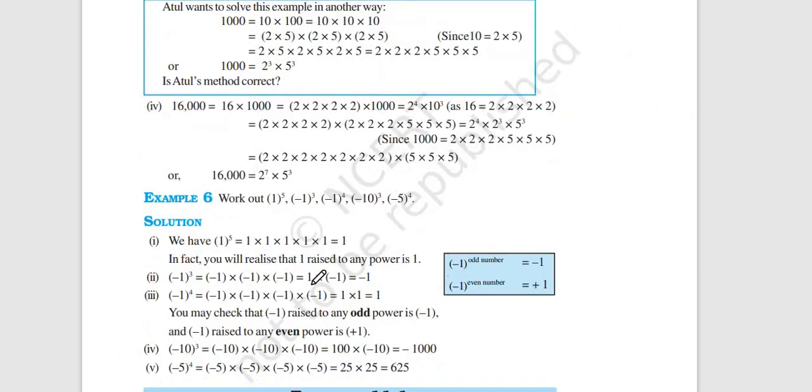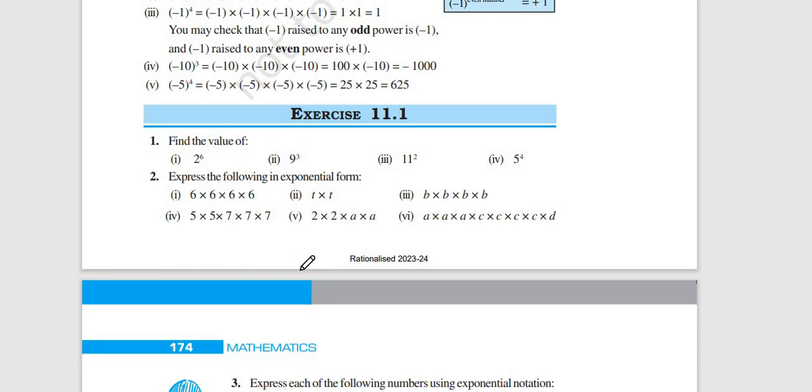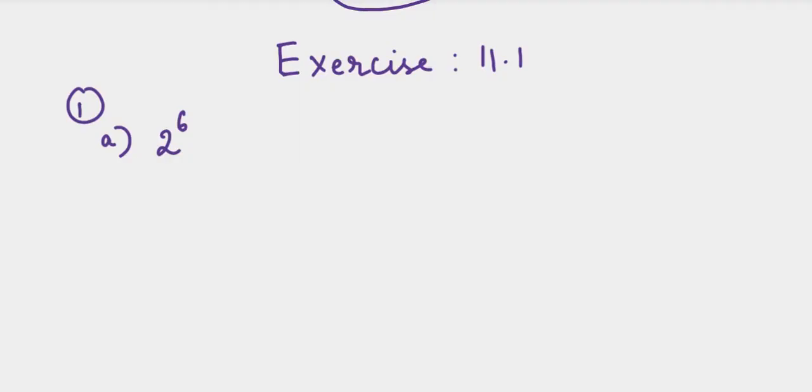So now we can discuss some questions in Exercise 1. How to write large numbers in the short form. Look here. The first question is to find the value of 2 to the power of 6. Here, the base is 2 and the exponent is 6.